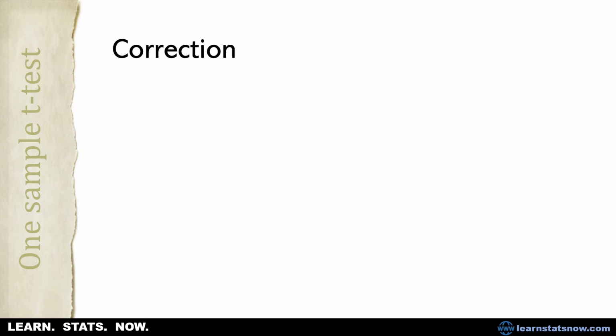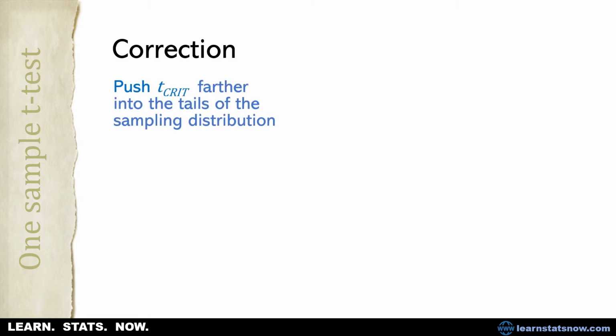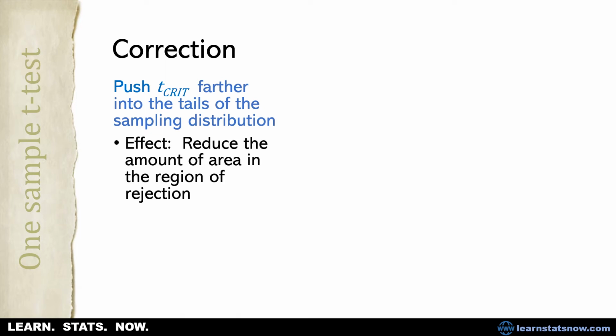So we need to make a correction. The correction is to push the critical value for t farther into the tails of the sampling distribution. The effect then is to reduce the amount of area in the region of rejection and to return the true alpha level to 0.05.